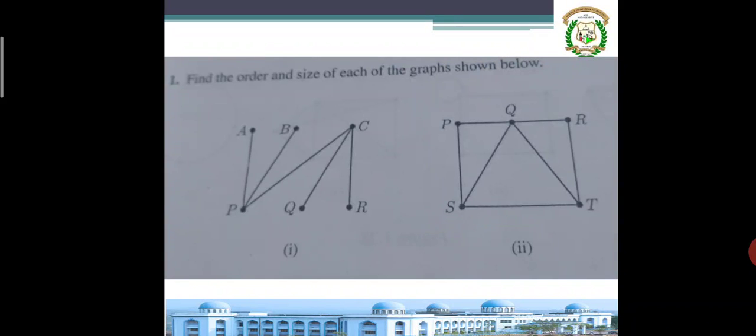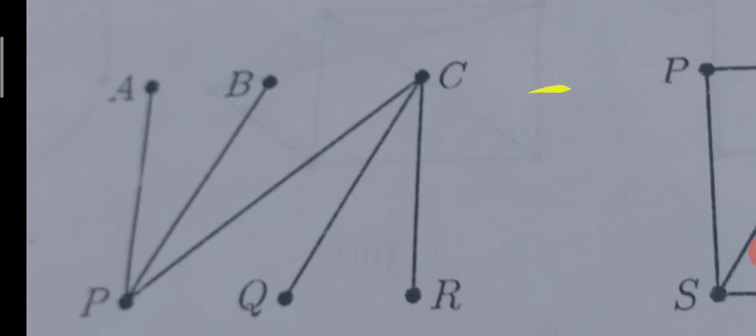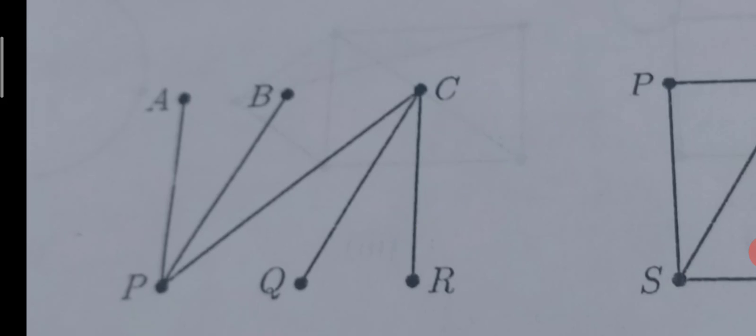If you observe this, wait for 2 seconds. Just think about it. What is the order of this graph and the size of this graph? Try to identify and tell me. Observe the first graph very clearly: A, B, C, P, Q, R. How many vertices are there? 6 vertices.